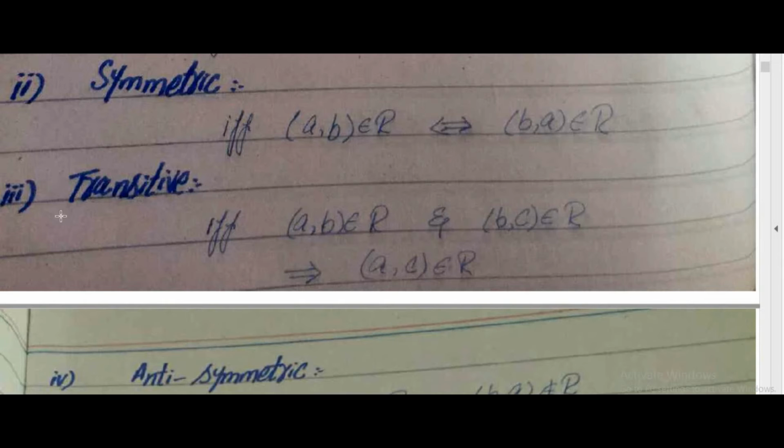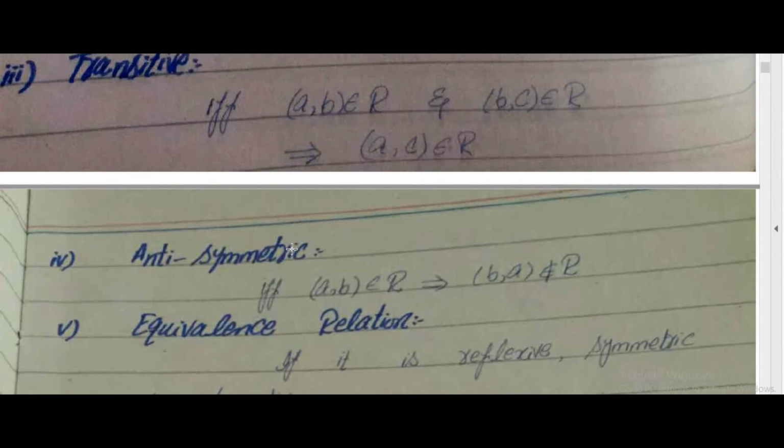For the transitive kind of relation, then we call this relation transitive. Otherwise we say that this relation R is not transitive. Okay, then the next definition is antisymmetric.